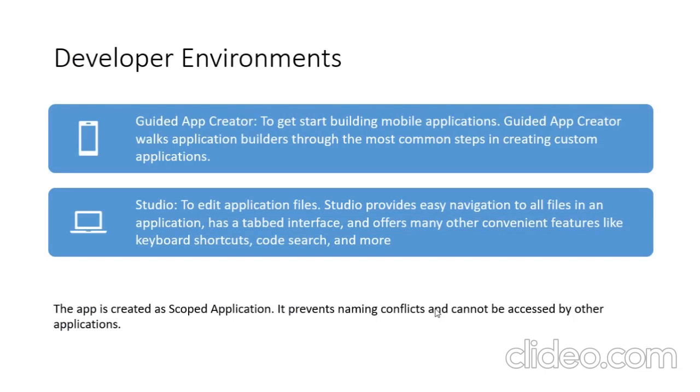To create a mobile application, we have to work in two developer environments. One is Guided App Creator and another one is Studio. Guided App Creator is for creating the application and defining the tables which the application will be accessing. After the application has been created, we'll use Studio to configure the files and make modifications in the navigation tab, and all other similar functions can be made in Studio.